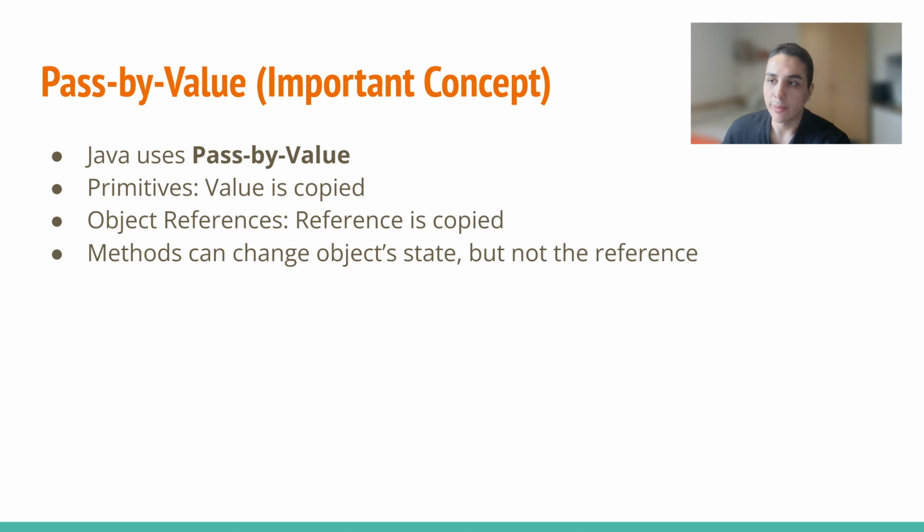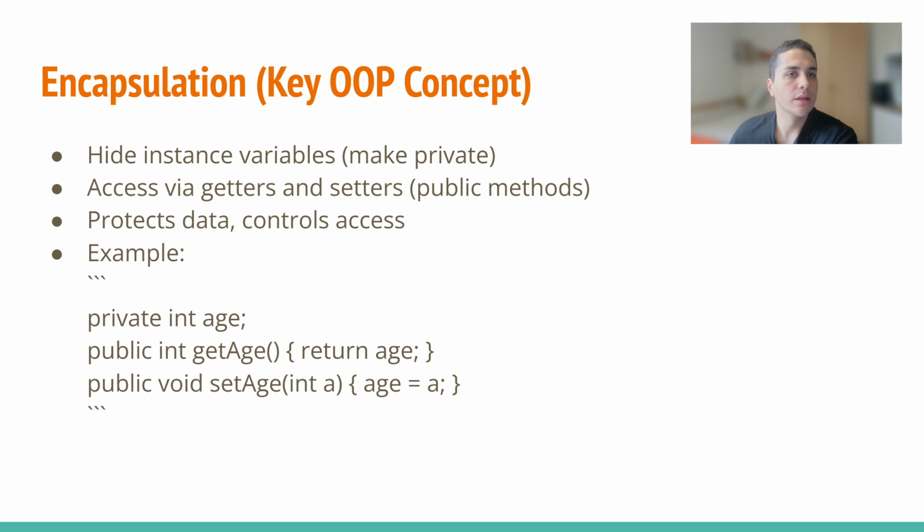For primitive types, it's straightforward. The method gets a copy of the value. Like if you give it int 10, it will copy the 10 to the method, so the method will have a separate copy of the 10 you give it. And for object references, the reference itself is passed by value, which means the method gets a copy of the reference pointing to the same object. This is an important difference to know.